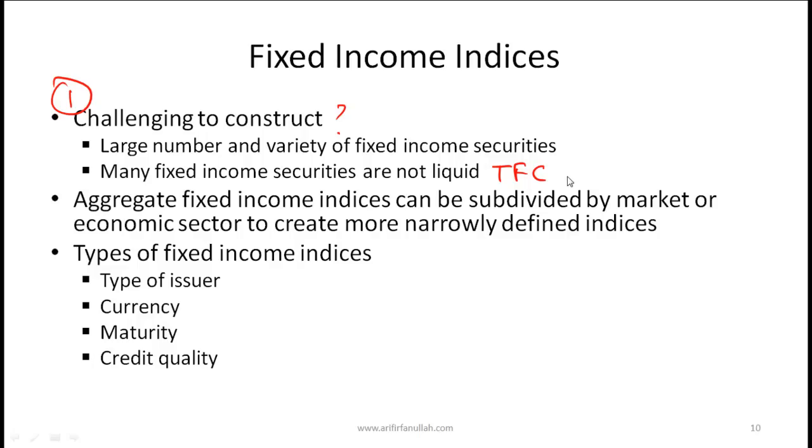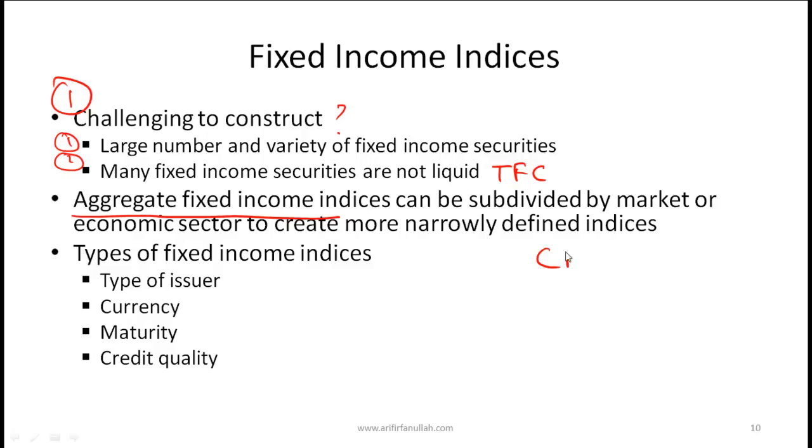So what you need to know is that these are two major reasons why it is challenging to construct a fixed income index. Next point is that you need to be aware of the fact that there are some aggregate fixed income indices, which basically, for example, you might have in the US a fixed income index for the corporate sector. So that would be an aggregate index, but then this can be divided by market or economic sector to create more narrowly defined indices.